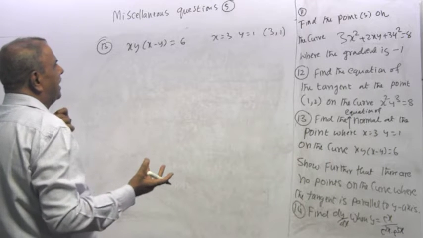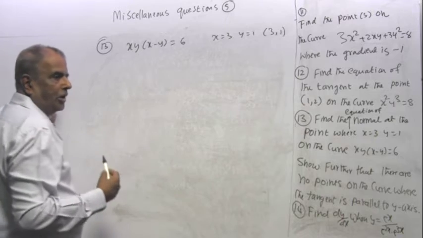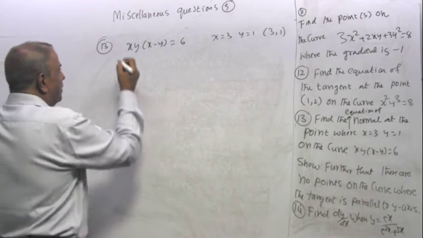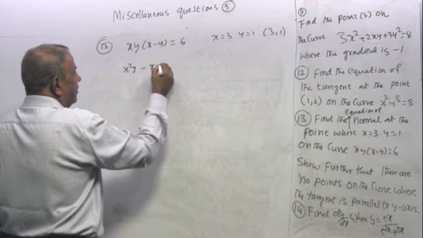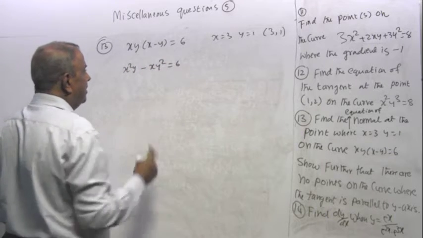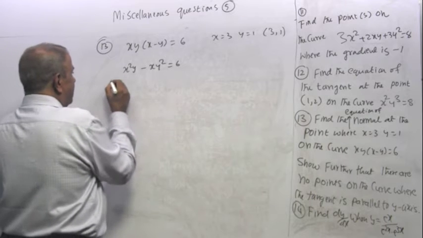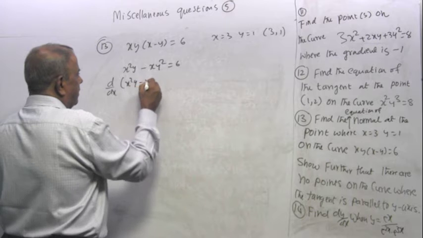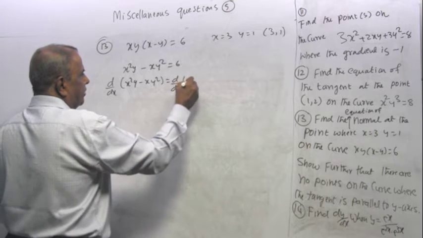There are two ways of doing it. Look, I have to use product rule, but there are three terms, so uvw product rule is going to be a bit of a problem. So safer would be, can I say x squared y minus xy squared equals 6. Now I only have two terms. I can differentiate. So d by dx of x squared y minus xy squared equals d by dx of 6.